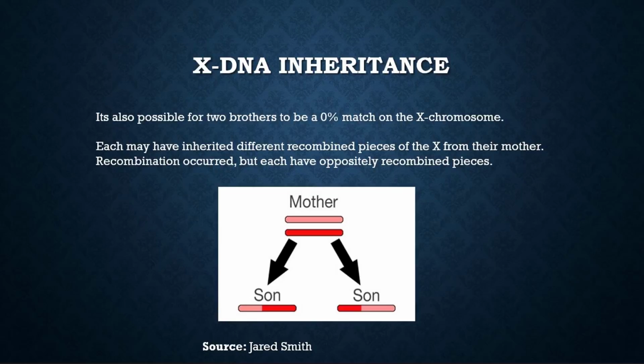That's just because when mom's X's recombined the first time to make the first egg for the first son, it was a different recombination than what happened to make the X for the second son. So they're just different cases. It does happen. So just because an X match or doesn't match, it's significant, but it's not exclusionary. It doesn't mean that your brother's not your brother. So don't leave with that misimpression.